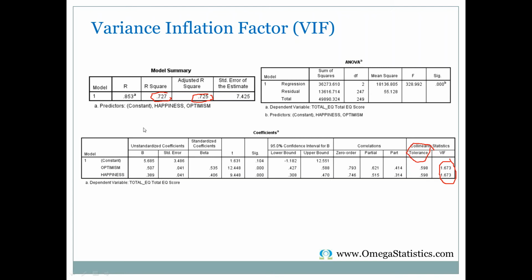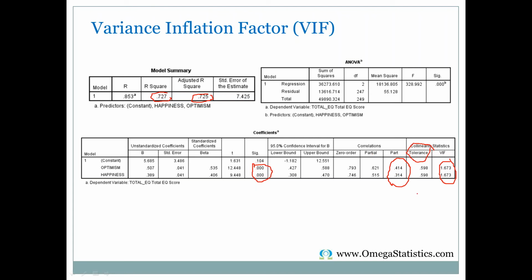But then your question would be, well, which one? They're both significant, right? They're both less than 0.05. Well, which one's contributing more, optimism or happiness? Well, what you can do is use something called a semi-partial correlation coefficient. It's pretty easy. Don't use the partial column. Use the part column in the SPSS output.